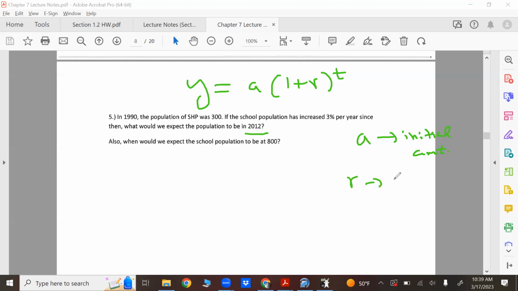R is going to be the percent. We'll say percent change. And T will be time. Okay.